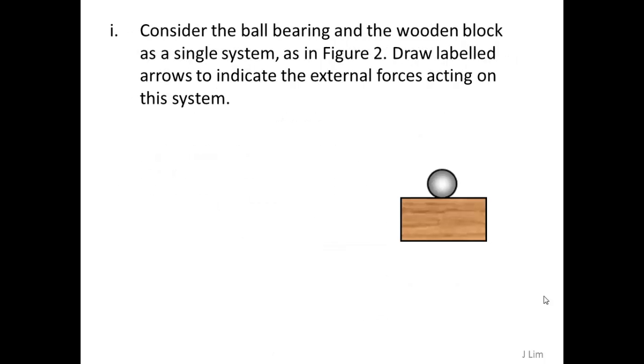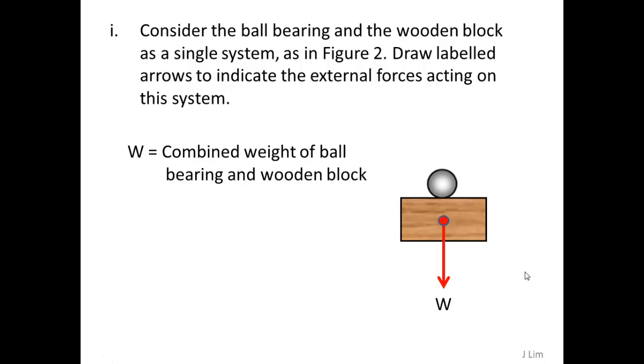Question. Consider the ball bearing and the wooden block as a single system. Draw labeled arrows to indicate the external forces acting on this system. So the external forces are the weight, it's a combined weight of the ball bearing and wooden block, and upthrust.